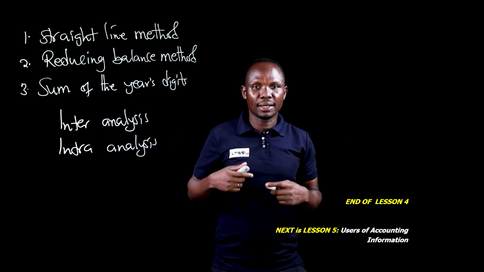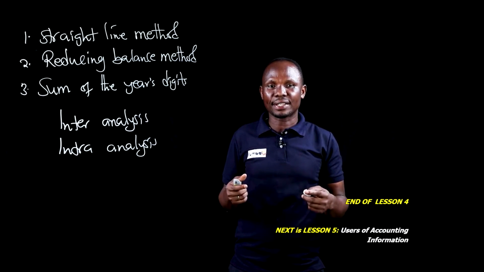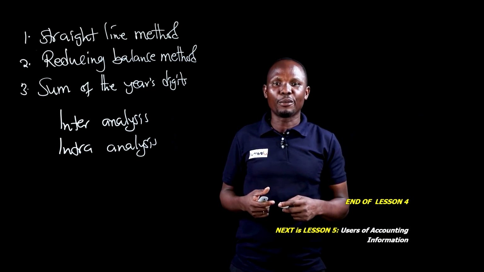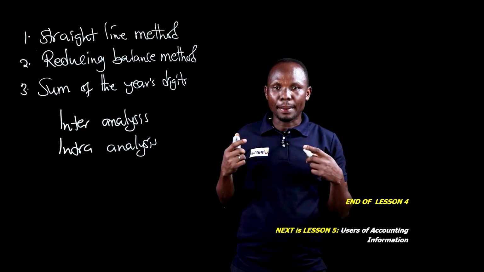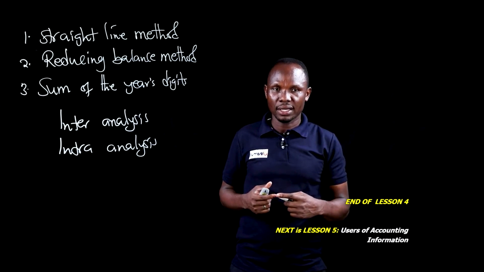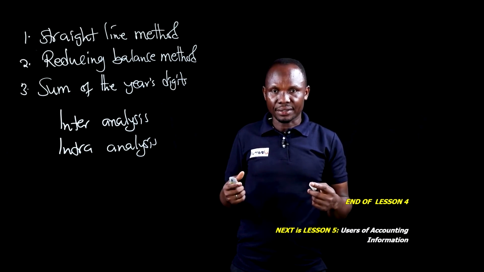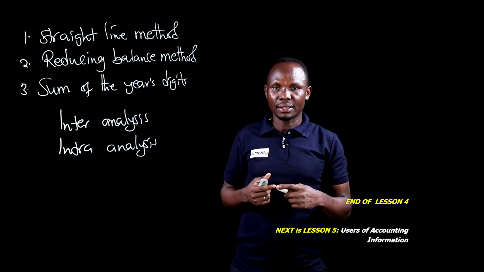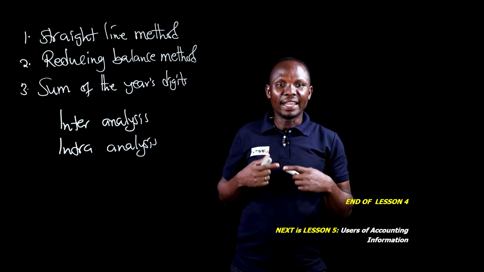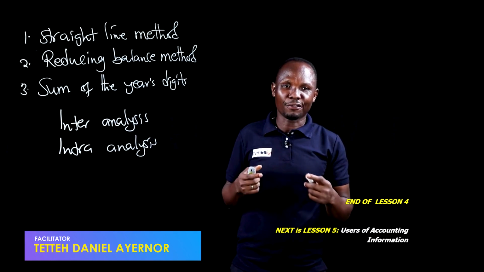In this lesson, we studied about the qualitative characteristics of accounting information. And we said the qualitative characteristics of accounting information are the attributes that make the accounting information meaningful to the various users. And we said some of the qualitative characteristics are materiality, understandability, relevance, objectivity. In our next lesson, we will study uses of accounting information.